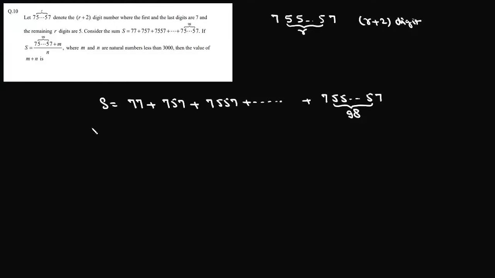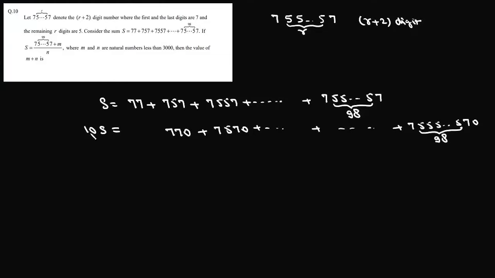So what we'll do is we'll multiply this series by 10 and shift the series by 1 unit. So here it will be 770, here it will be 7570, and this term here will be 755570. So here we have 98 5s and then we have 70.